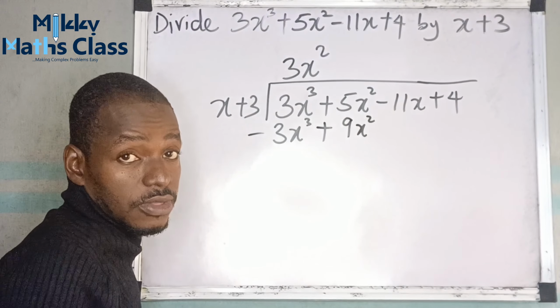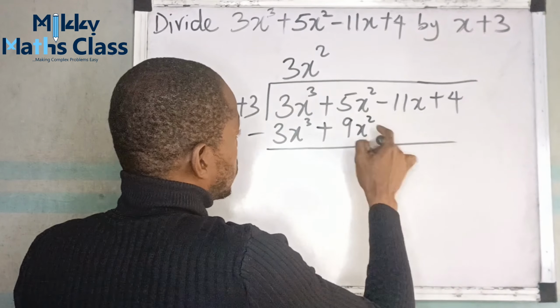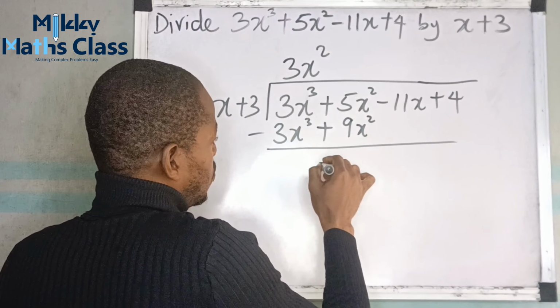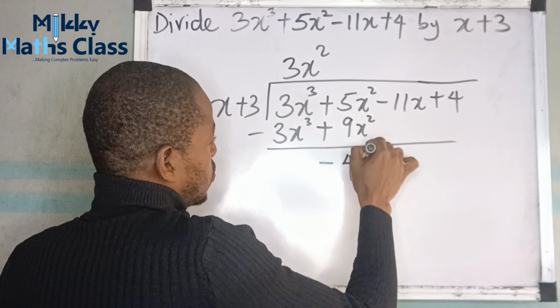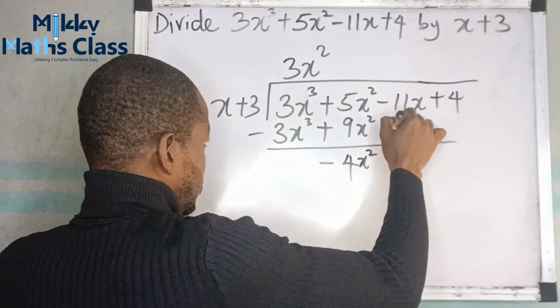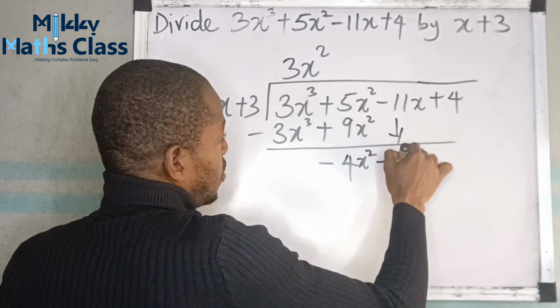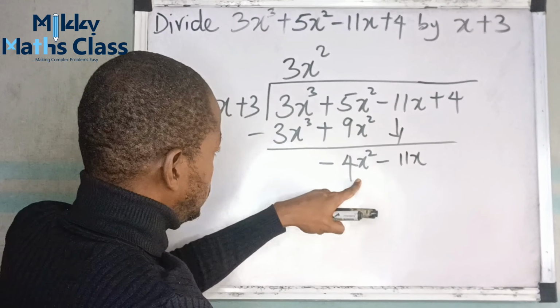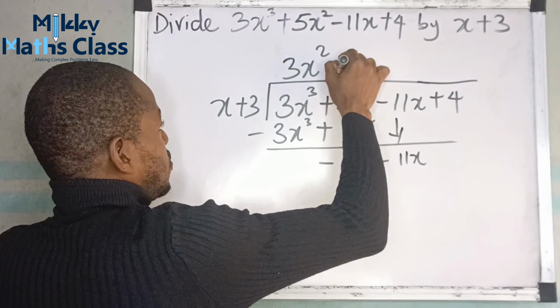Now let's subtract. When we subtract, this becomes 5x squared minus positive 9x squared. That will give us negative 4x squared. Let's bring down our 11x, negative 11x. So let's go. X in this, that will give us negative 4x.